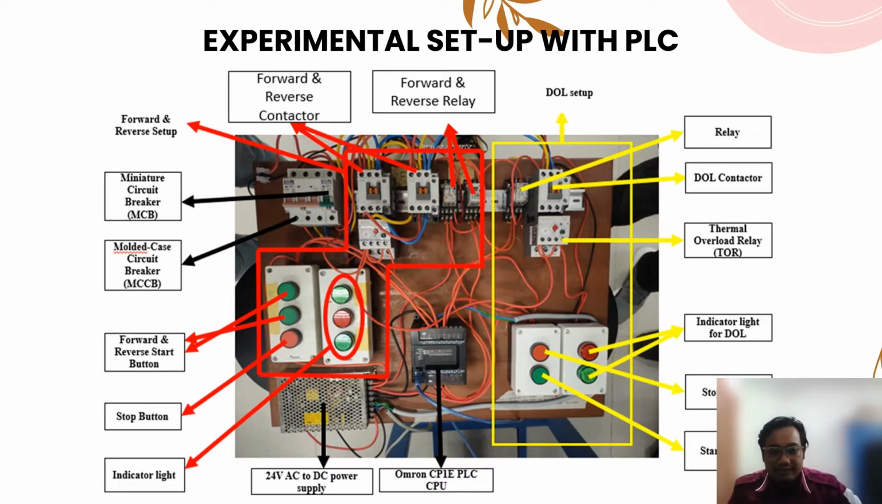For DOL setup, we have one relay, one contactor, one thermal overload relay, two indicator lights, one start button and one stop button. For forward reverse setup, we have two contactors, one for reverse contactor and another one for forward contactor. Next we have start forward push button and reverse start push button, and we have stop push button, and we have three indicator lights.